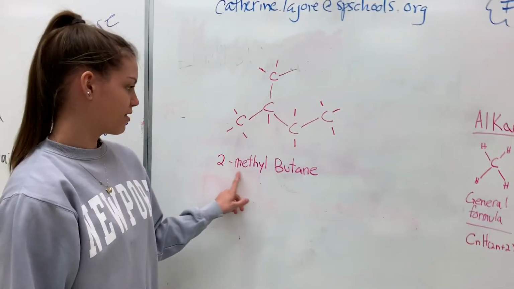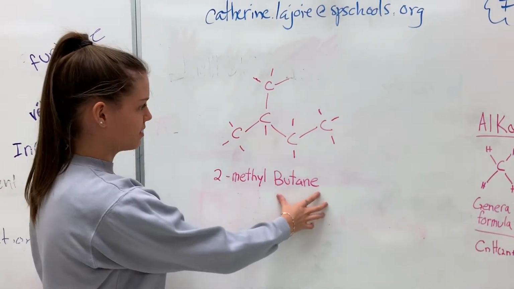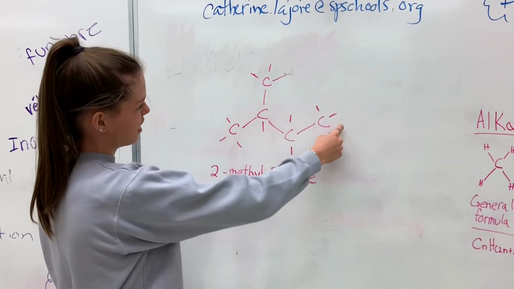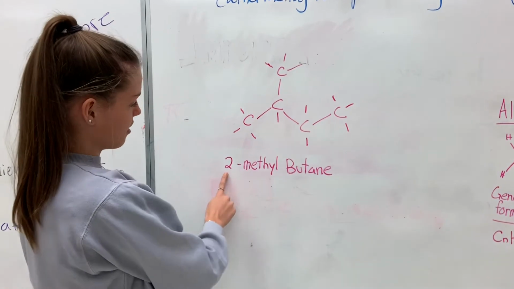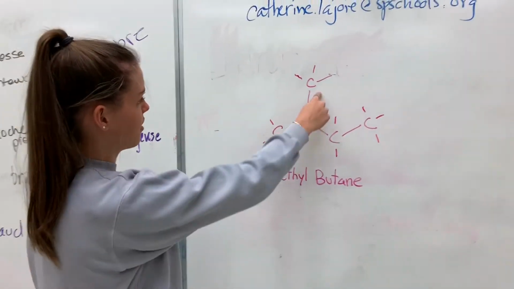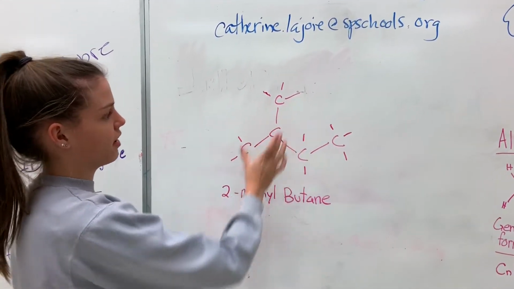Okay, so 2-methylbutane would be, you start with the butane, which is 4 carbons, and then on the second carbon, that's why there's a 2 here, on the second carbon you find the methyl group right up here.